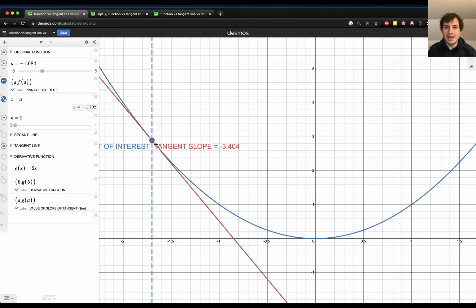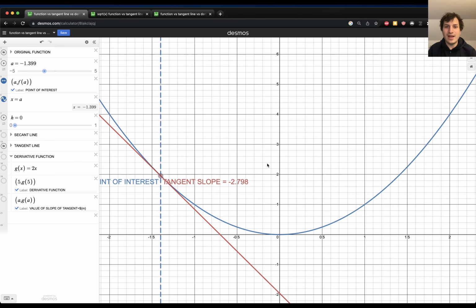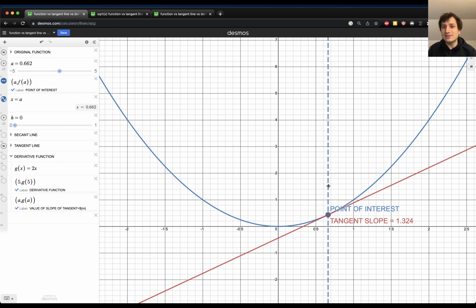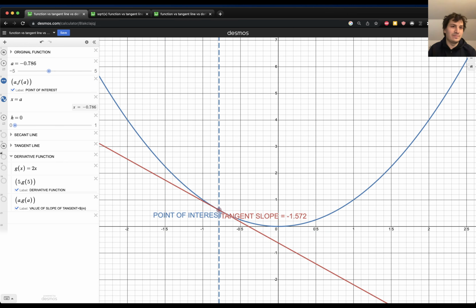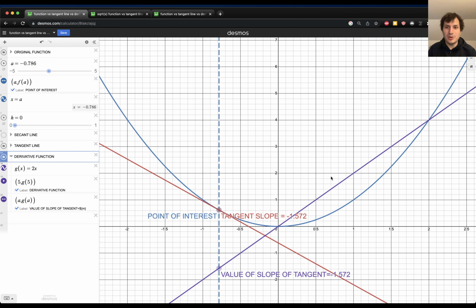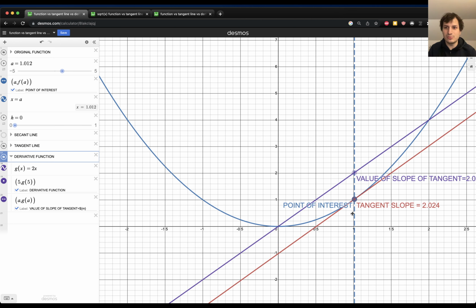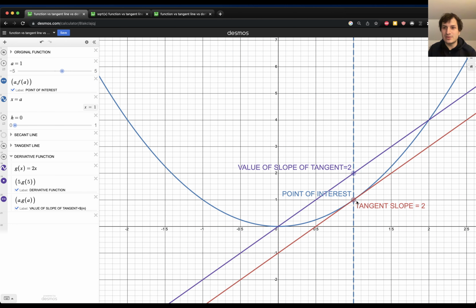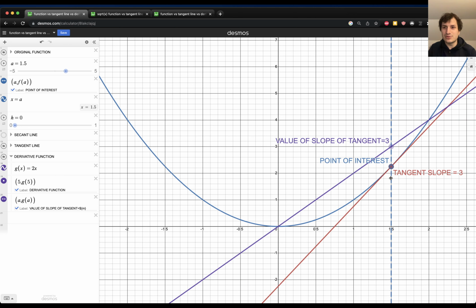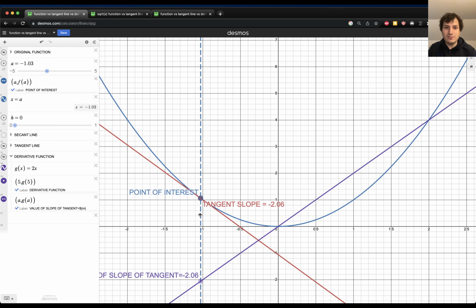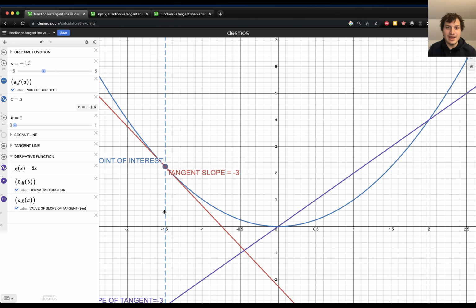So at every single point, you can calculate the slope of the tangent line, and that result is called the derivative function. So if you click on this folder, derivative function over here in Desmos, it will show you this purple function. And this purple function is plotting the values of the slope of the tangent line as you vary the point of interest. So at our original point 1, the slope of the tangent line was 2. So this purple function is 2 there. And then at 1.5, we said it was 3. At -1, it was -2. And at -1.5, it's -3.